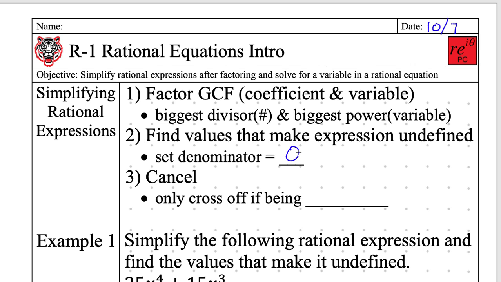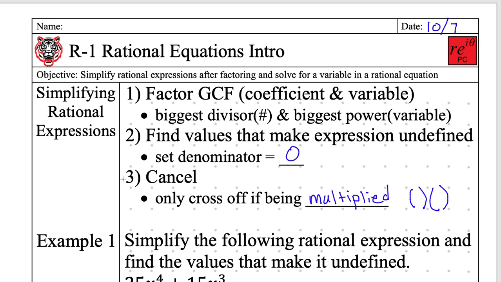You're only going to cross it off if it's being what operation? Quiet raised hand. Gio? Multiplied. Thank you. Being multiplied. If it's being added or subtracted, you may not cross it off. A good hint for you is if you put everything in parentheses, only cross things off that are in parentheses.